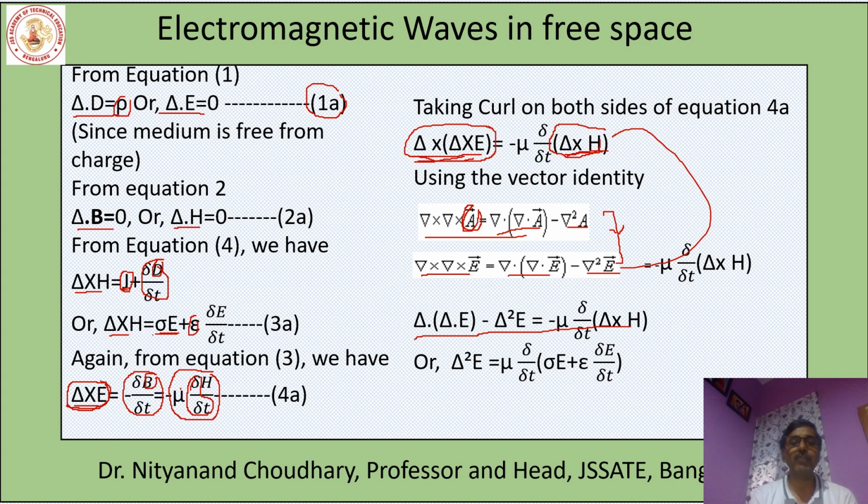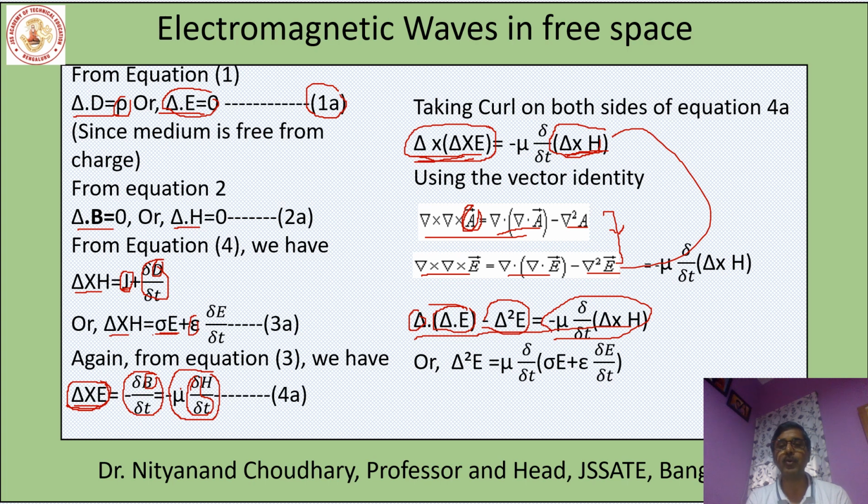Now you see your equation number 1. In equation number 1, since it is free from charge, del dot E is equal to 0. Right? So if 0 is going to multiply with this del operator, this value is going to be 0. So what is left out is minus del square E.